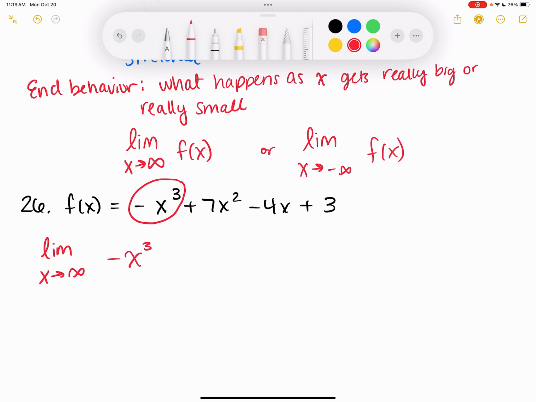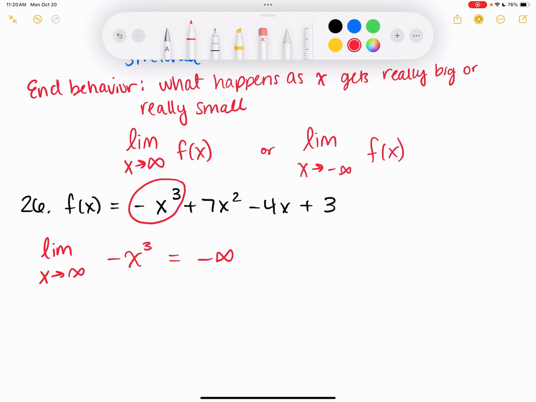So if I take a really big number, I like to do something dramatic like 500, and I plug it in here, and I have negative 500 cubed, what's going to happen to that number? It's either going to positive infinity or negative infinity. So which one is this one going to be? Negative infinity.